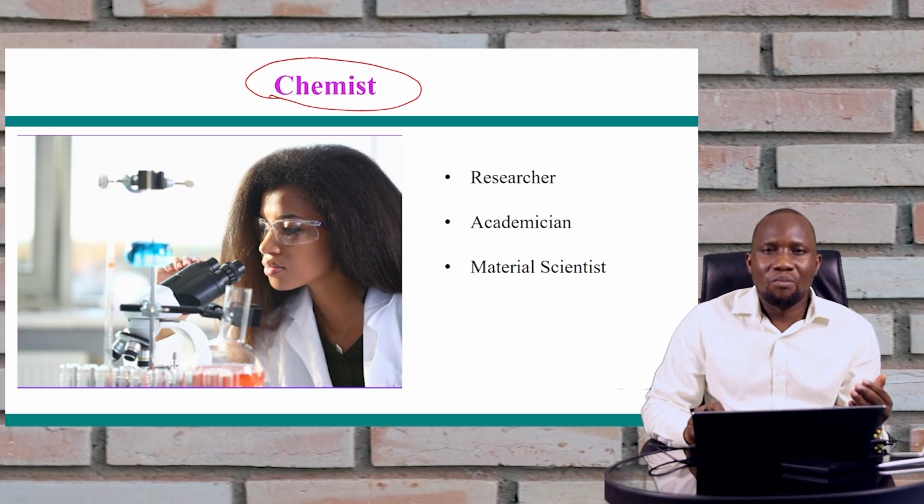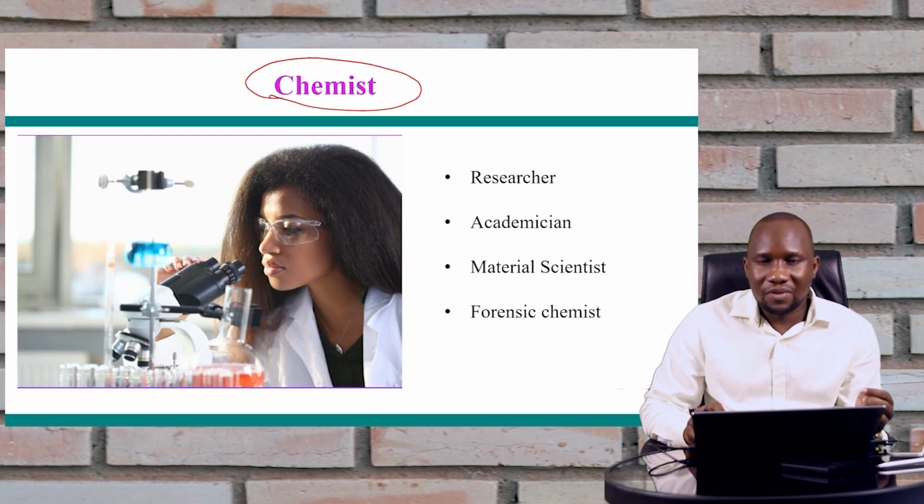Or this building has collapsed because the material used is not good. So they run a number of chemical analyses to be able to determine the composition of the material and make recommendations on whether it is safe to use or not. And then forensic chemists. Chemicals can be used for good things and also for bad things.